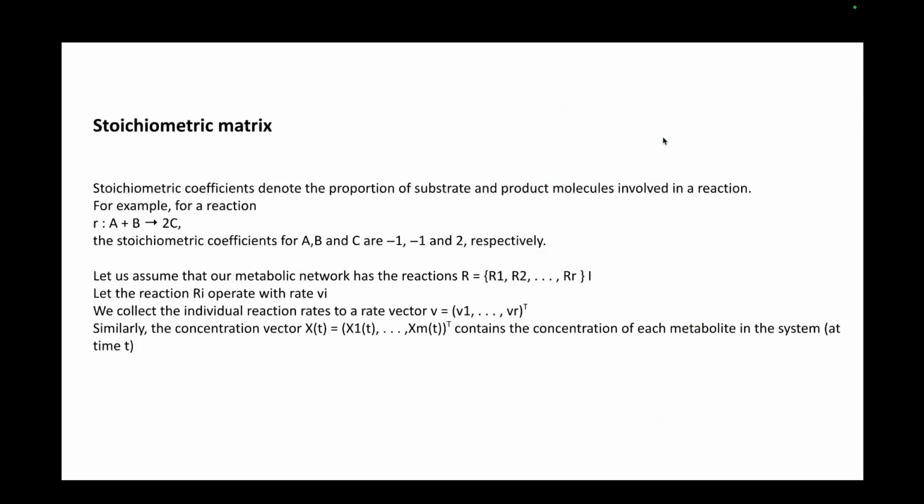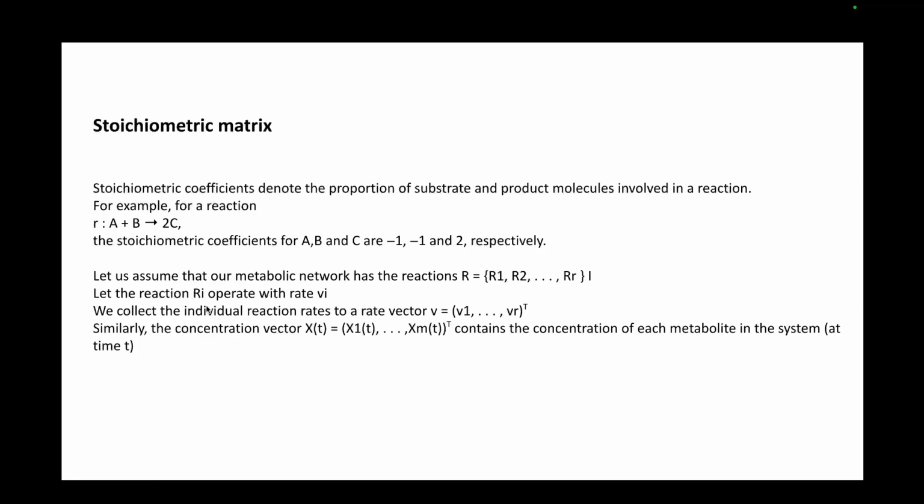So next comes the concept of stoichiometric matrix. The stoichiometric coefficients denote the proportion of the substrate and product molecules involved in a reaction. For example, if you consider this reaction, A plus B equal to 2C, the stoichiometry for A is minus 1, B is minus 1, and C is plus 2.